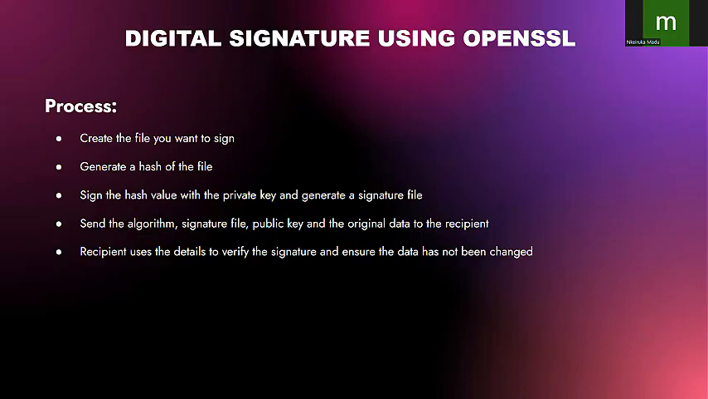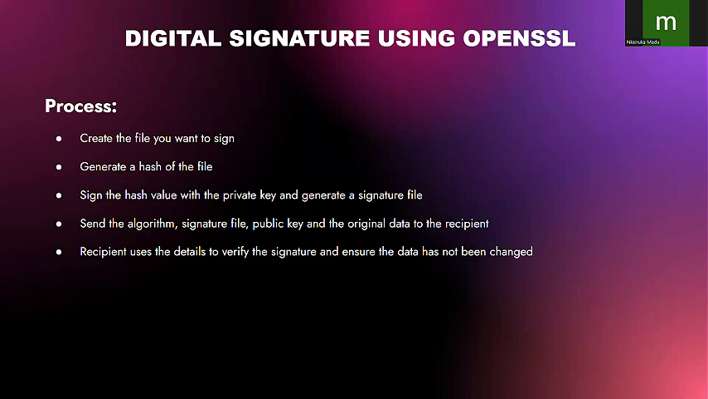Question? All right, so the steps for us to generate a digital signature are, first of all, you need to have a file that you want to sign. You need to have the data or the application or whatever it is that you are trying to sign. And then you generate the hash of that file and you sign the hash. Remember, we are not signing the actual file. We are signing the hash value with the private key. Once you sign it with the private key, you will generate the signature file.